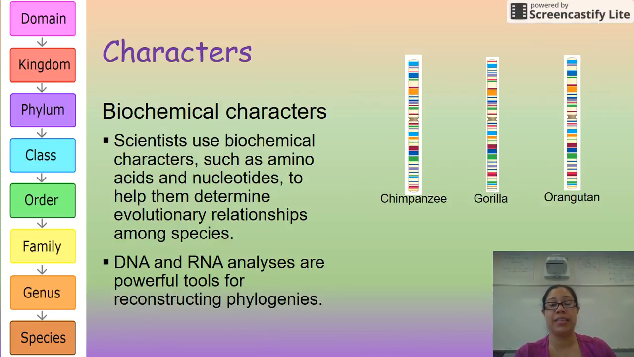Biochemical characteristics. As I said before, these are our nucleotides and our amino acids. We see here we have our chimpanzees, our gorillas, our orangutans, and we're looking at one chromosome here, and you can see there are so many similarities. The banding is matching up very well, not exactly, but very well between them. From looking at this, I could probably say that orangutans are more closely related to gorillas than they are to chimpanzees.